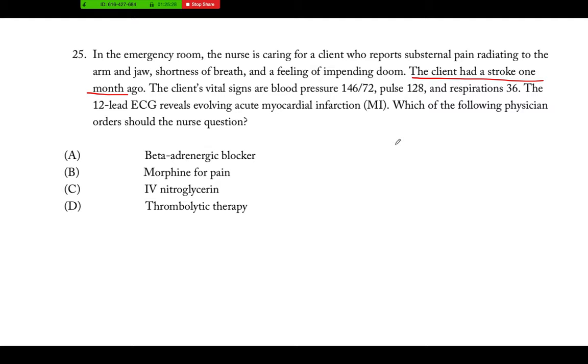But the problem, so a stroke is essentially where you have an ischemia to the brain. When you have a stroke, you have to go on some treatment to prevent future ischemia. But when you're in this time period of 1 month, there are parts of that stroked area that are still trying to recoup. We have connective tissue that's being built and everything else. And so what might happen if we give a thrombolytic to someone who recently had a stroke?